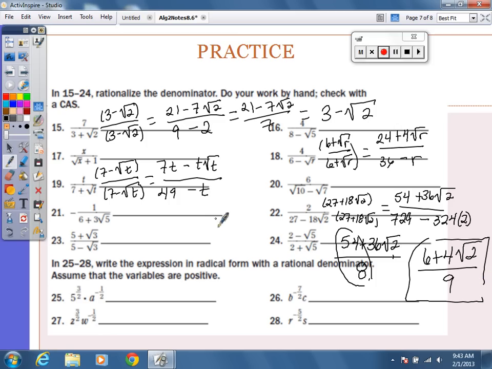Okay? And on these down below here, what they're wanting you to do is write the expression in radical form with a rational denominator. So first write it with radicals, then change it up to one with a rational denominator if necessary. So 5 to the 3 halves is the square root of 5 to the third, which is 125. This is times a to the negative 1/2, which is 1 over square root of a.